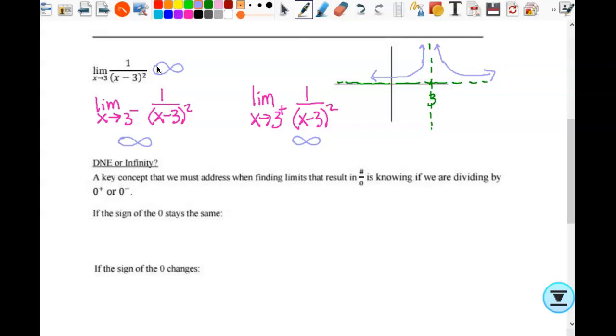All right, so the key concept that we must address when finding limits that result in a number over 0 is knowing if we're dividing by 0 from the left or 0 from the right, a positive or negative 0 type of thing. As we come together to whatever's creating the 0, if the sign stays the same, either both positive or both negative, which sounds weird for a sign of 0, then your answer is positive or negative infinity, because that's what just happened right here. And if it changes, like the first one, then it does not exist.